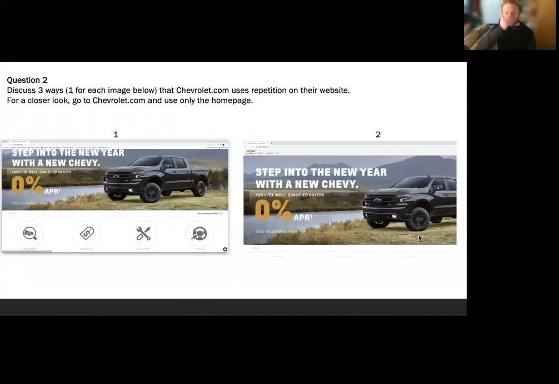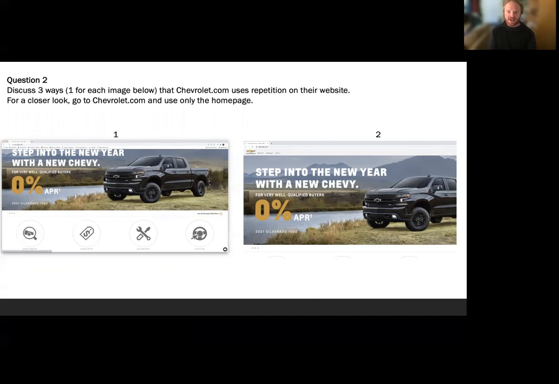Okay, this brings us to our second question on the worksheet. I'd like you to discuss 3 ways that Chevrolet.com uses repetition on their website. I have a couple of screenshots right here, but you really should go to Chevrolet.com and use just the home page.